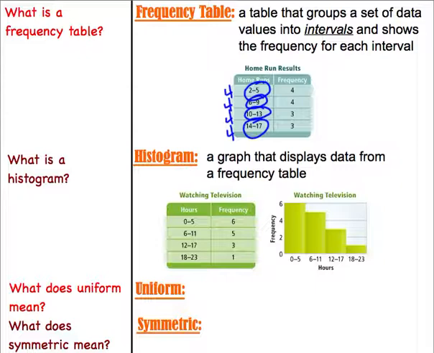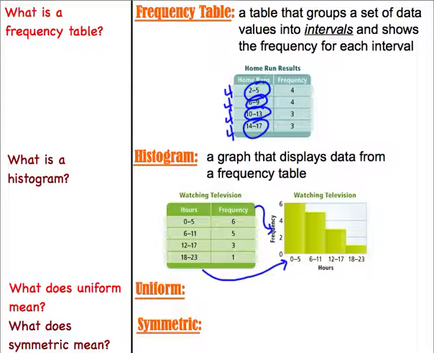Notice how the frequency is always on the y-axis here, and the intervals are always going to be on the bottom. The important thing is to not have overlap, because if this was 0 to 5 and 5 to 10, then if it was a 5, we wouldn't know where to place it.